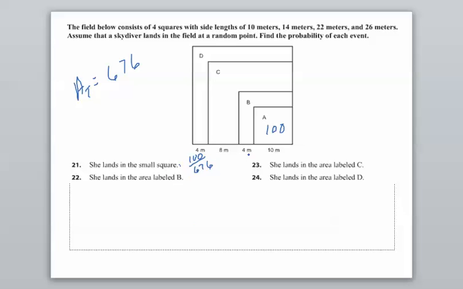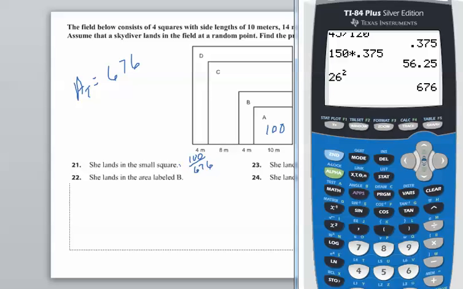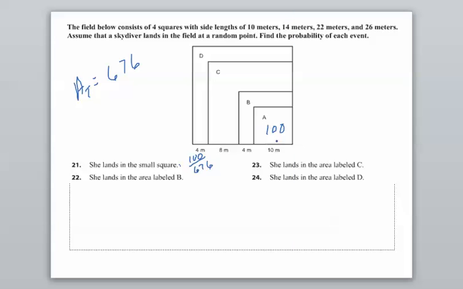How about if she lands in the area that's labeled B? Well, that's 14 by 14, right? 14 by 14 is 196. But we don't want to include this 100, because if she landed in here, she's not in B, she's in A. So this is going to be an additional 96 square meters. And so what's the probability of landing in B? 96 out of 676.